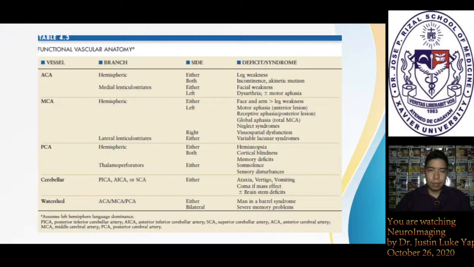These are just some of the more common vascular territory strokes and how they will present. So this has already been taught to you in med school. It's in prior subjects in neurology. So just familiarize again with what areas may be involved.